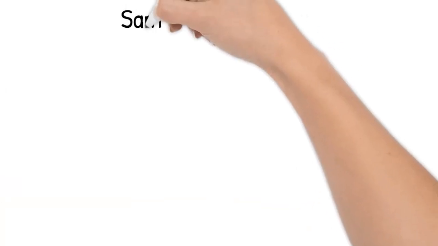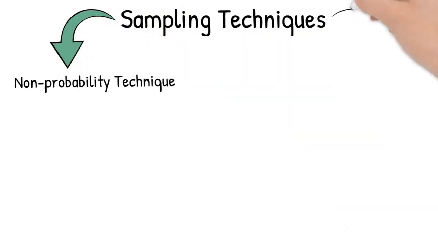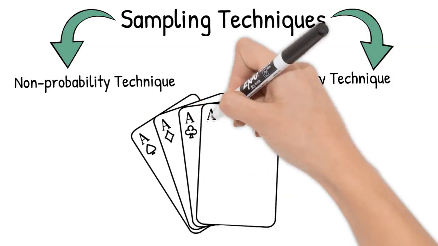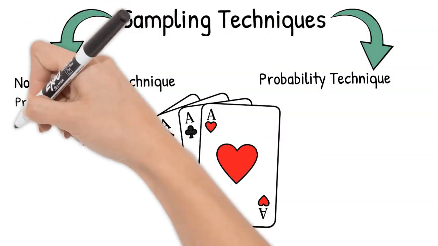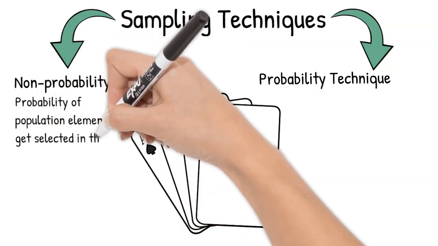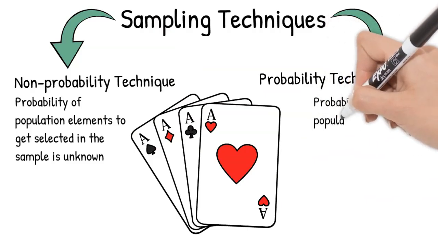There can be two types of techniques applied for sample selection: non-probability and probability sampling techniques. Non-probability sampling technique is that in which the probability of population elements to get selected in the sample is unknown, while probability sampling technique is that in which the probability of population elements to get selected in the sample is known.